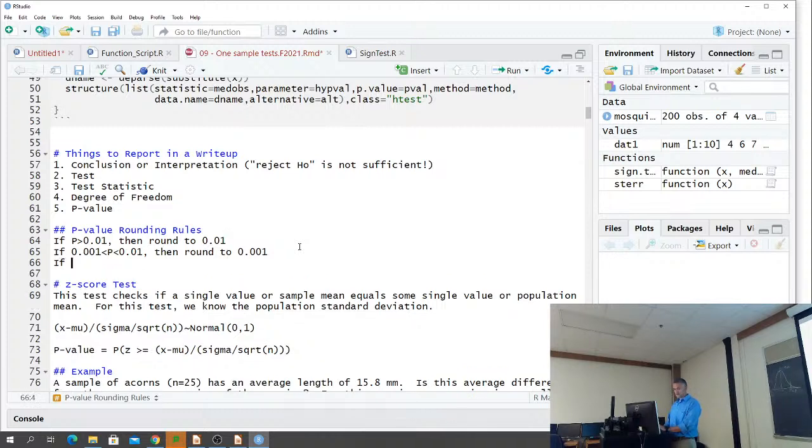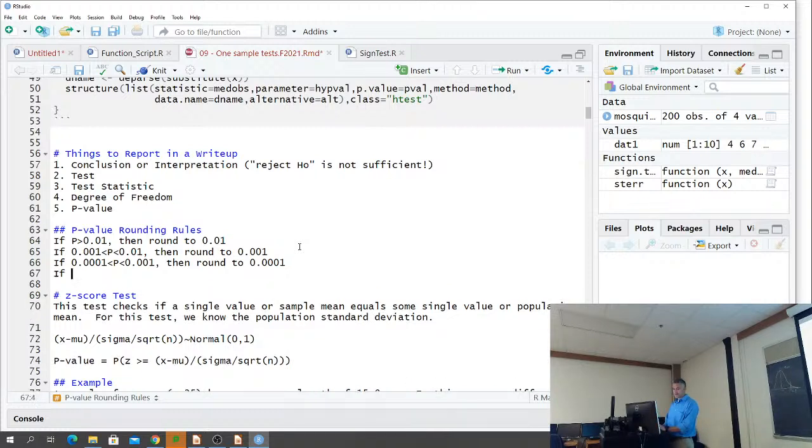If our p-value is greater than 0.0001, but less than 0.001, then round to 0.0001. So if we're above that 4 decimal place mark, but not quite up to the 3 decimal place mark, we're going to round to 4 decimal places.